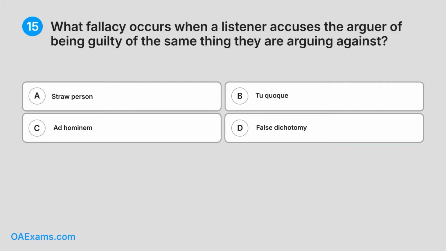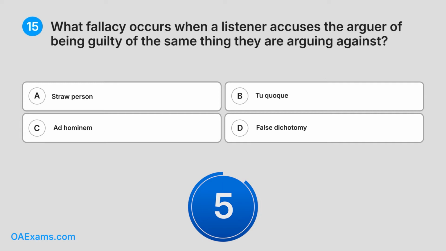15. What fallacy occurs when a listener accuses the arguer of being guilty of the same thing they are arguing against? A. Straw person. B. Tu quoque. C. Ad hominem. D. False dichotomy. What do you think is the answer?